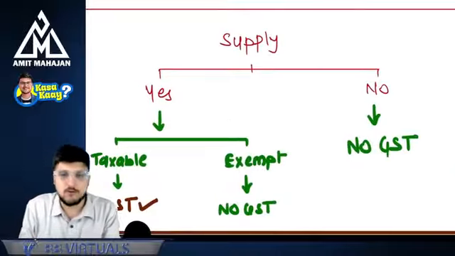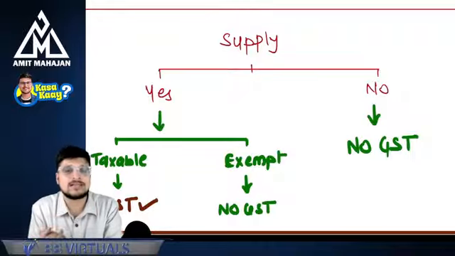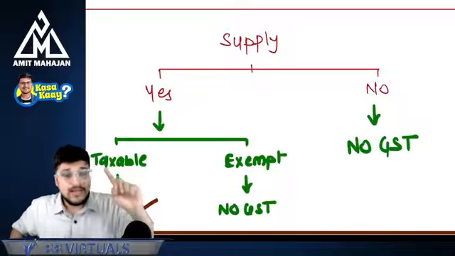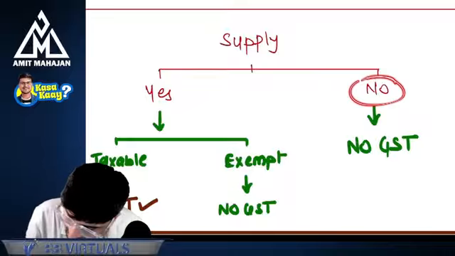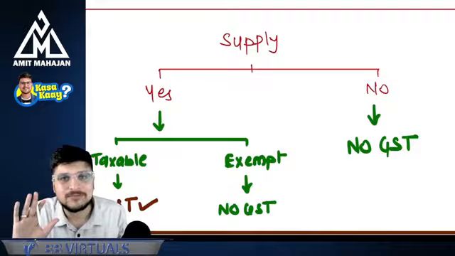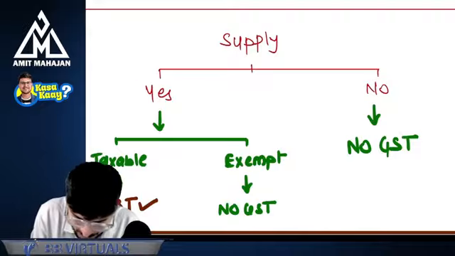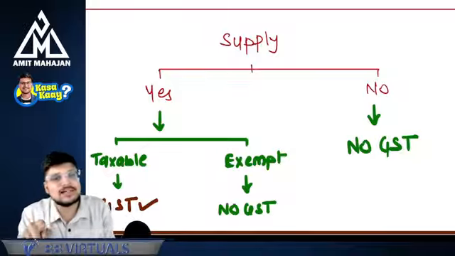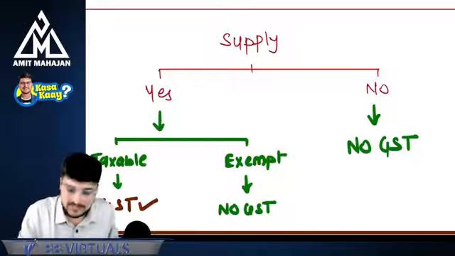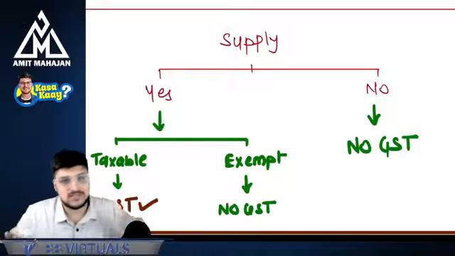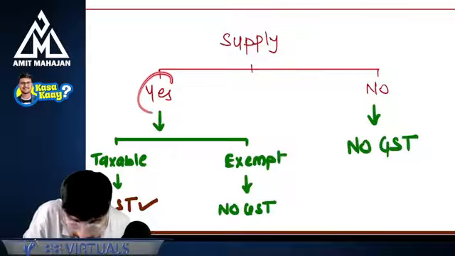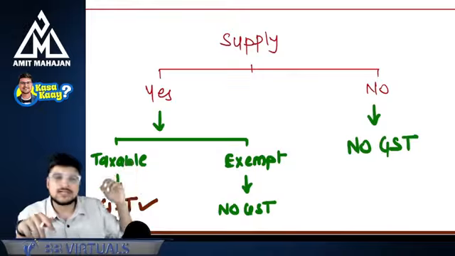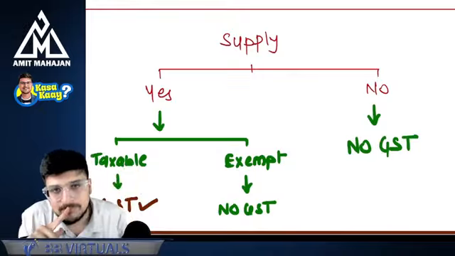First of all, before we discuss what is supply, we have to understand that in GST, the taxable event is supply. If there is no supply, then you can't have any GST liability. But if you have any kind of supply, then that supply can either be a taxable supply or an exempt supply. I'm repeating this once again. If there is no supply, there is no GST. But if there is a supply, there can be GST because that supply can either be a taxable supply or an exempt supply.